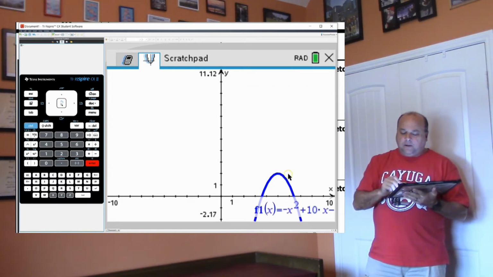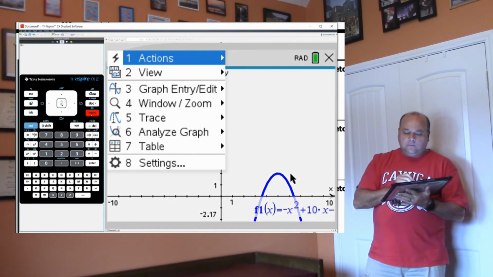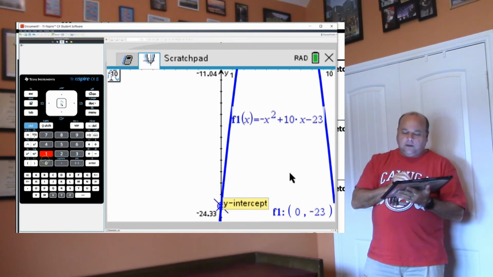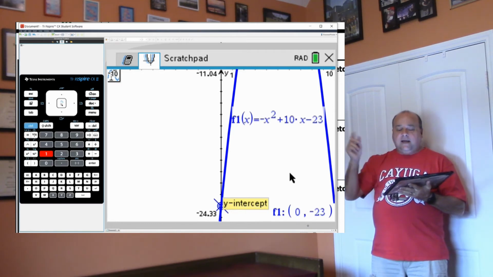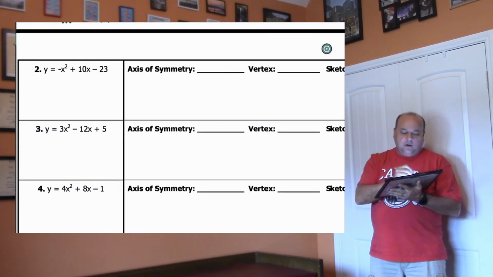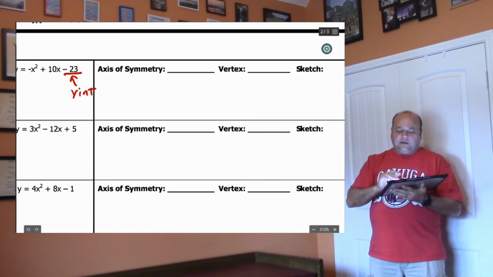The top of the ordered pair is going to be right up here, but I'm going to hit graph trace. So menu, trace is 5, graph trace is 1, and notice 0, -23 there, right? So that -23, if we go back here, this right here is going to be the y-intercept every single time. Now then, let's find the vertex, okay?